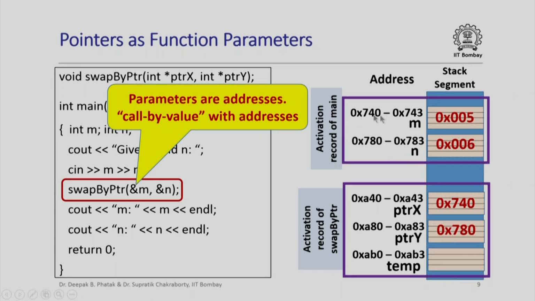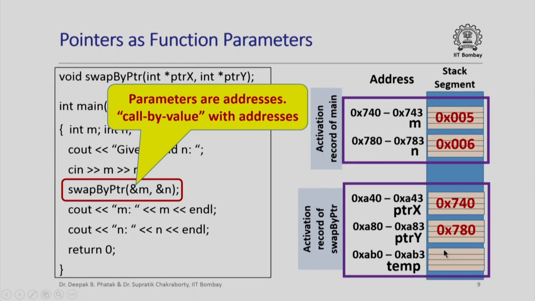Remember, when we talk about the address of a variable, we really mean the address of the first byte of the contiguous sequence of bytes allocated for that variable. So address of m is hex 740, address of n is hex 780. So these two values will now get copied. So this is call by value. So the values of the addresses, which are hex 740 and hex 780, will get copied into the space allocated for the two formal parameters of swap by pointer. So here I will have the values hex 740 and hex 780.